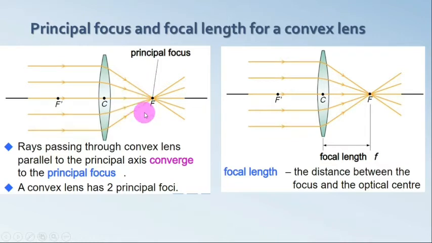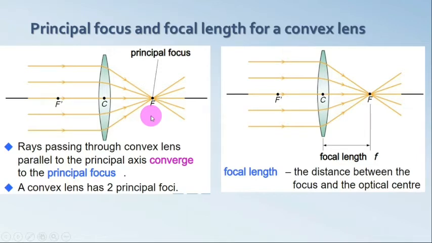Okay, the name of this point where all lines meet, what is it? Principal focus. And always this point is where? On the principal axis. Okay, a convex lens has two principal foci. Why does it have two principal foci, not only one?